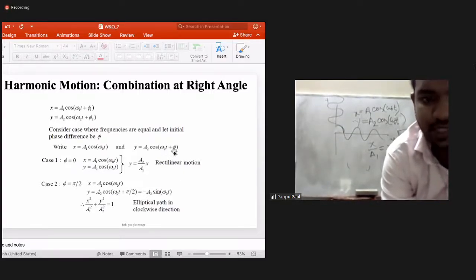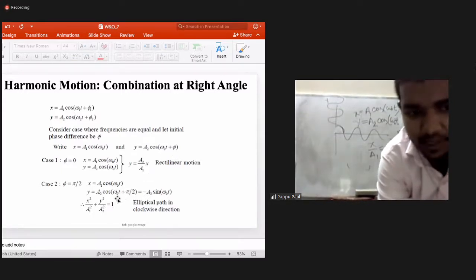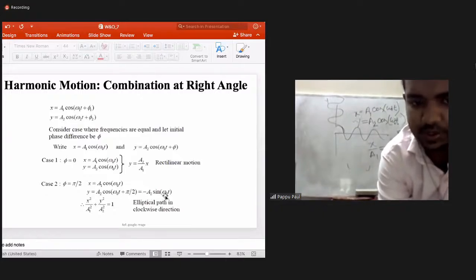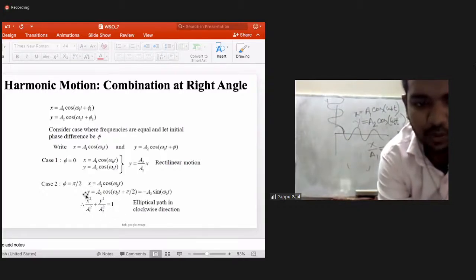That means we will find a straight line graph in the case of 0, if our phase difference is 0. If the phase difference is not 0, if this phase difference is pi by 2 here, then we can write our equation y is equal to a2 cos omega t plus pi by 2, and we can write this as minus a2 sine omega naught t. By using these two equations, x is the equation of cos and y is the equation of sine. If we square both equations and add them together, we will find the equation like this. And this is the graph of what? This is the graph of an elliptical equation, right?